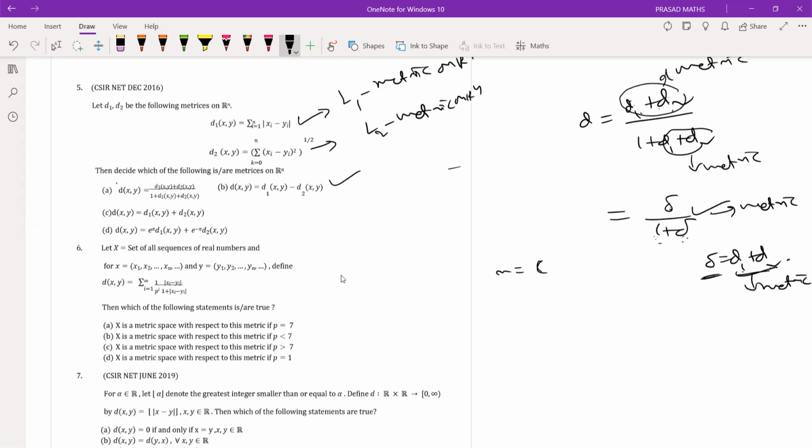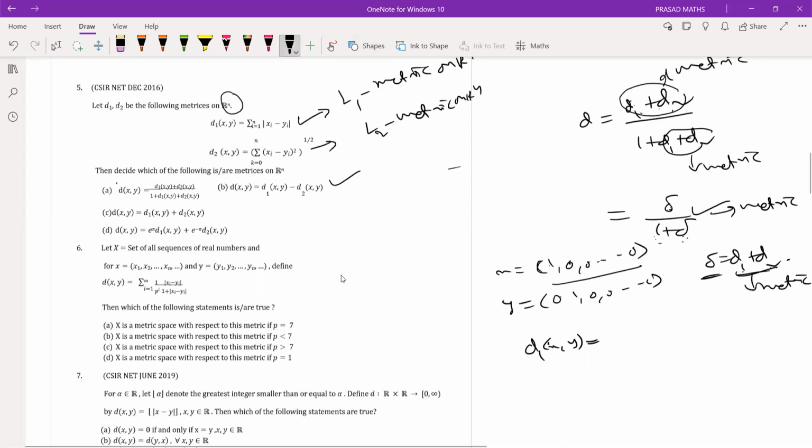Suppose I take, what is my space here? R power n. So take an element 1 0 0 0 0 0 in R power n. It is an element of R power n. Similarly, I can take y equals 0 1 0 0 0 0 0. What is meant by d1 of x comma y? Summation, 1 minus 0. That means 1 minus 0.